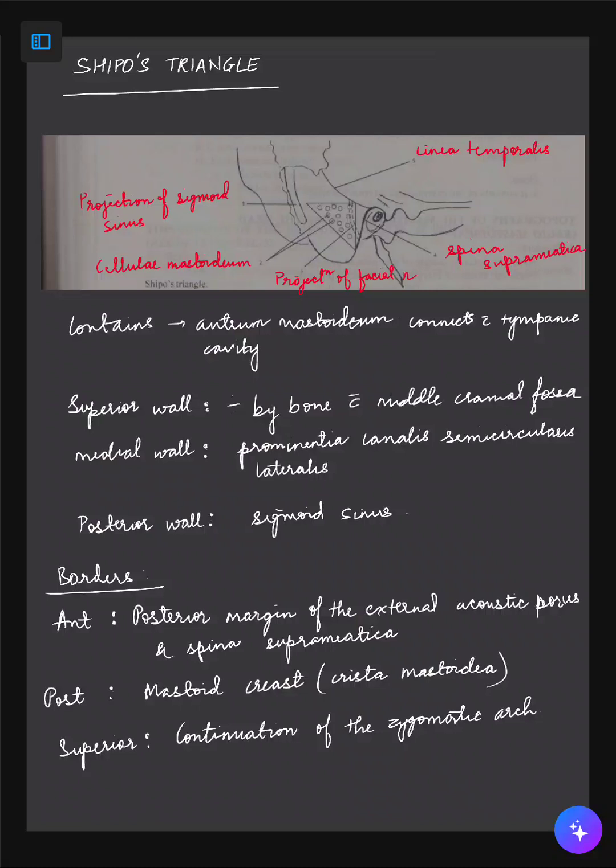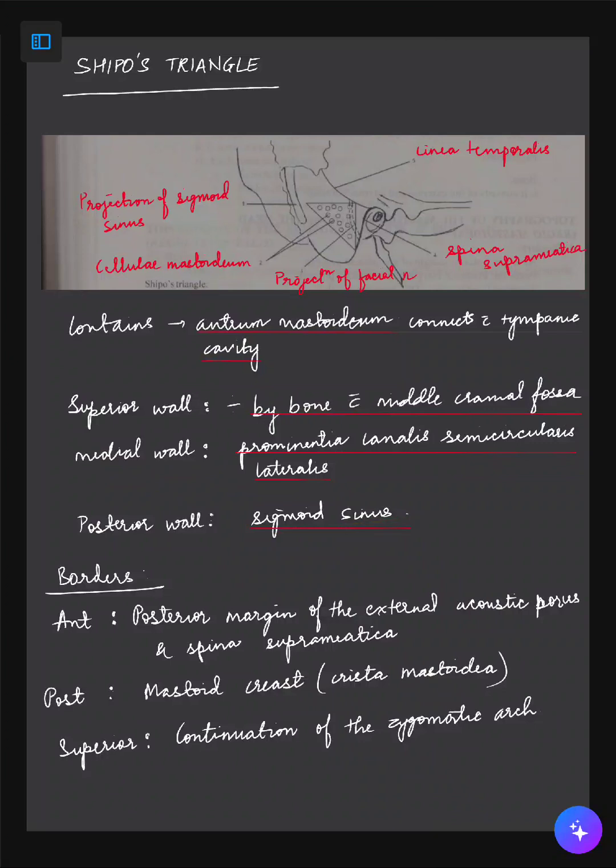Now next is the important Shipault's triangle. What is this Shipault's triangle? It contains the mastoid antrum and connects with the tympanic cavity. Now how is it divided? Superior wall is divided by bone from the middle cranial fossa. Medial wall has the prominent lateral semicircular canal, and posterior wall has the sigmoid sinus.